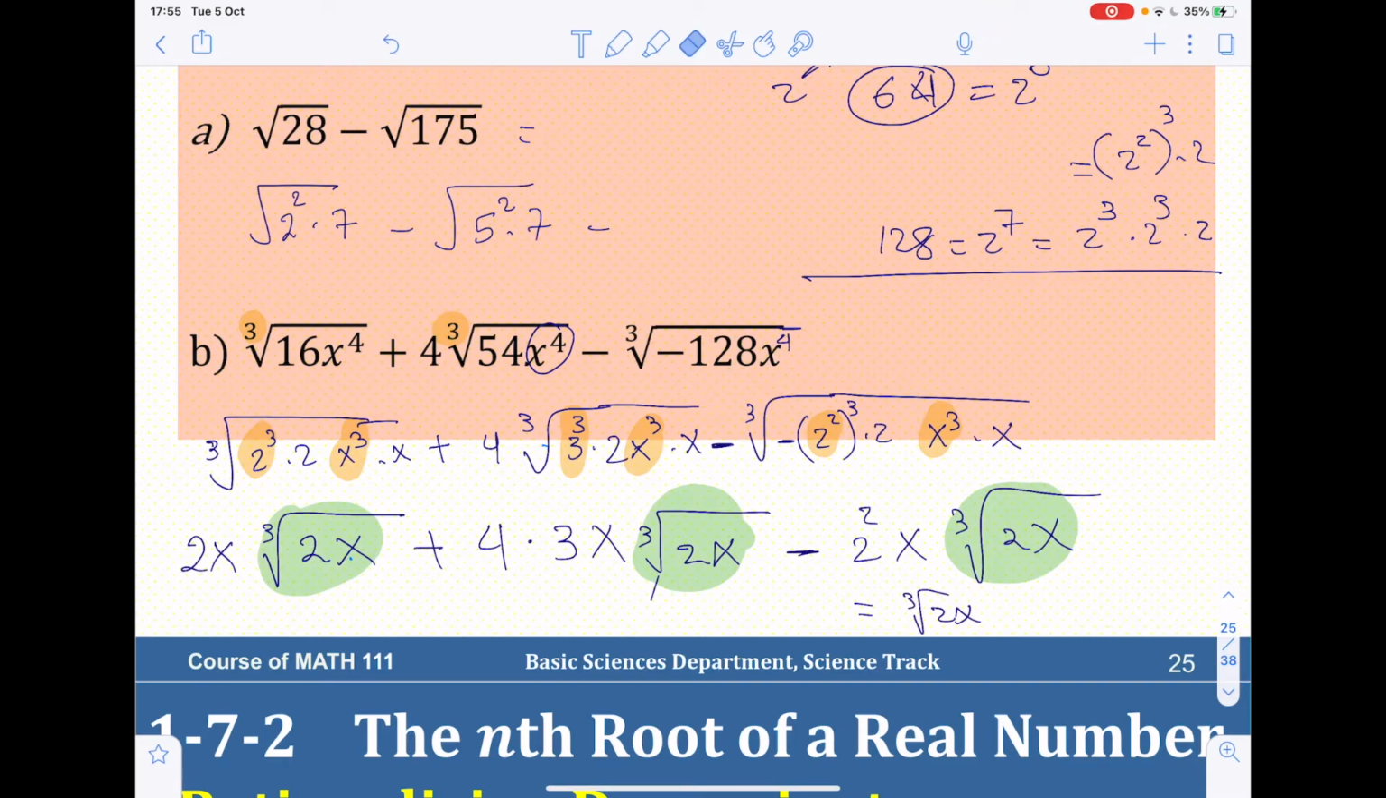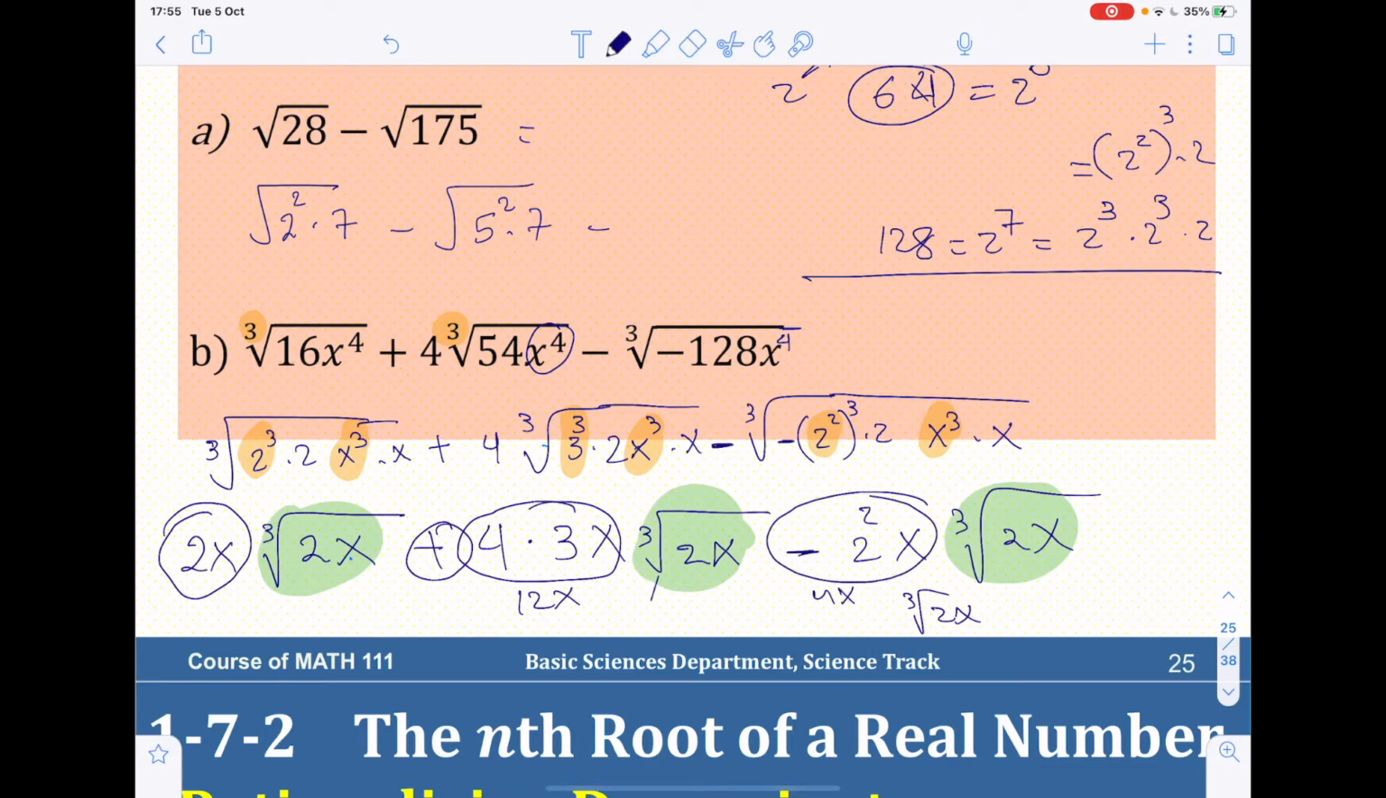Okay, what about the number? So we have 2x plus 12x, this is a 12x, minus 4x. Okay, this is 4x. So 2x plus, this negative would be out of the root, so this would be positive. So negative times negative is positive. Okay, so 2x plus 12x is 14. 14 plus 4x is 18x. So this is 18x.